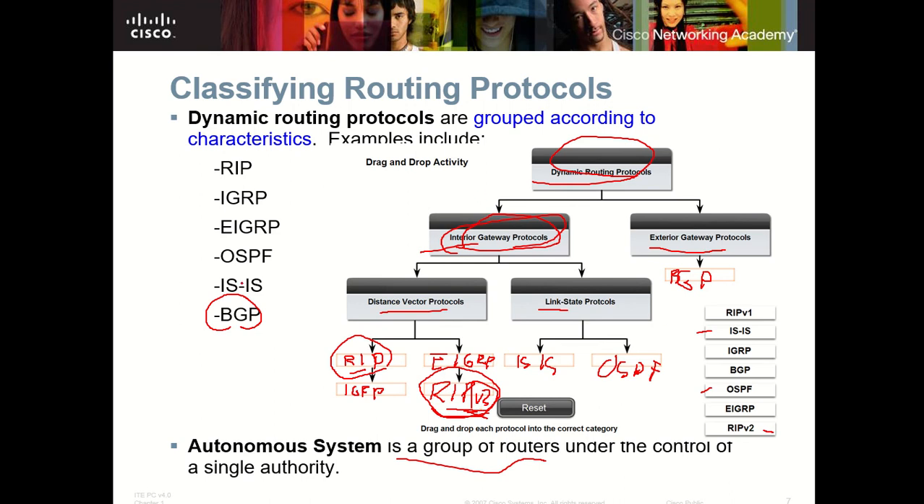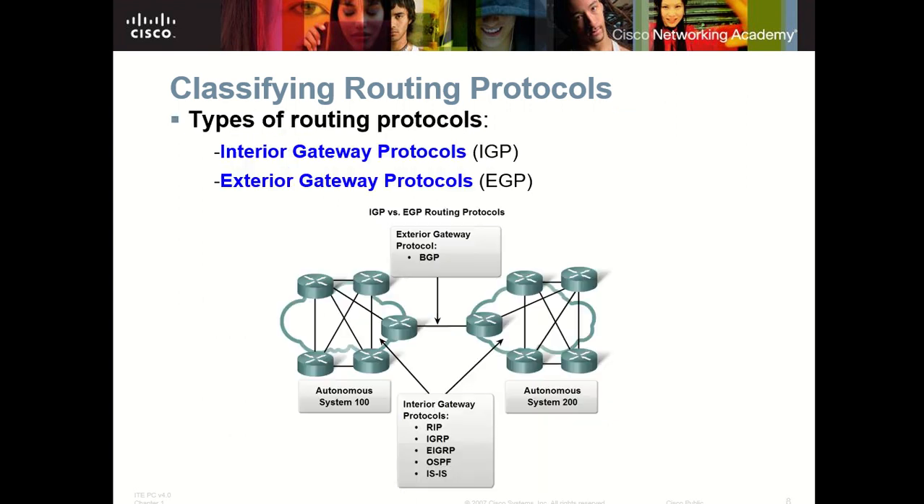Alright? So, don't forget that dynamic routing protocols have two classifications, the interior and exterior. The exterior has one dynamic routing protocol used, BGP. And the interior is classified into two, the distance vector and the link state protocols. The distance vector has four dynamic routing protocols, RIP version 1, RIP version 2, IGRP, and enhanced IGRP. While the link state has two, IS-IS and OSPF.